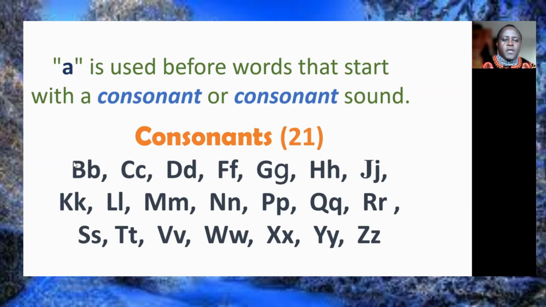B for B, K for C, D for D, F for F, G for G. This sound comes from the stomach. For H, J for J, K for K. K and C, they have a similar sound. For L, for M, look at my mouth, it's closed. For N, you can see my teeth.